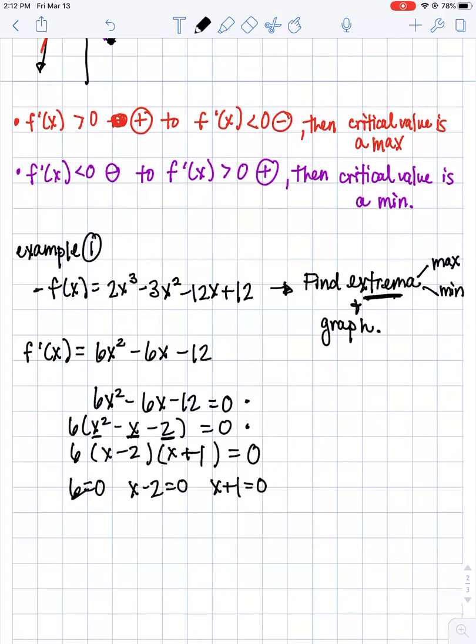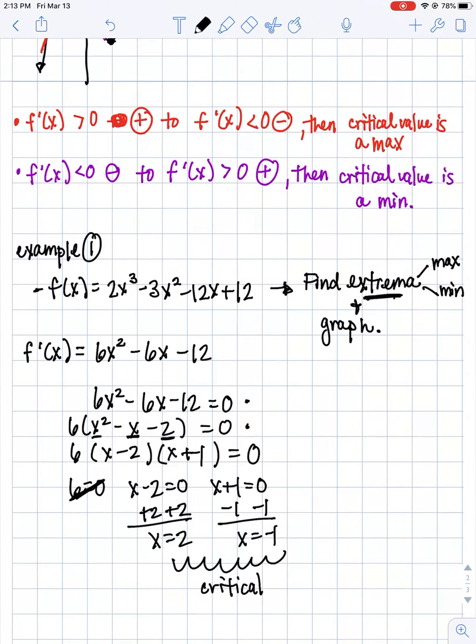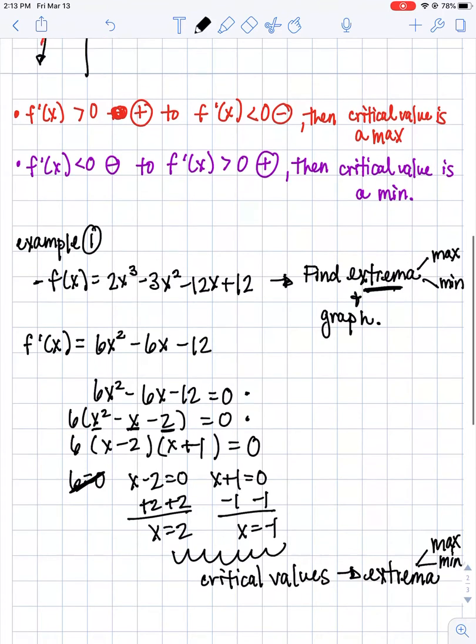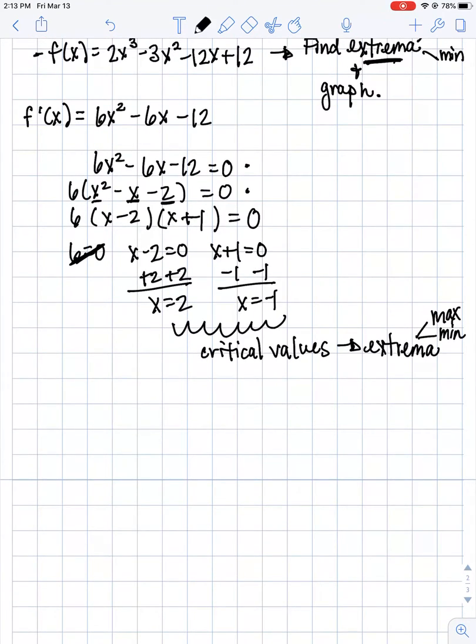If we set them equal to 0, 6 doesn't equal 0. Here we add 2 to both sides, we get x equals 2. Here we subtract 1 on both sides, x equals negative 1. And you may ask, what did you just find, Miss Floyd? Well, these two things are my critical values. And critical values are extrema, which means these two things are going to be either a max or a min.